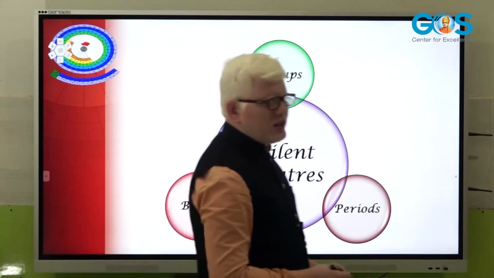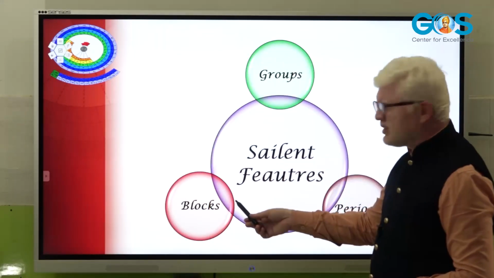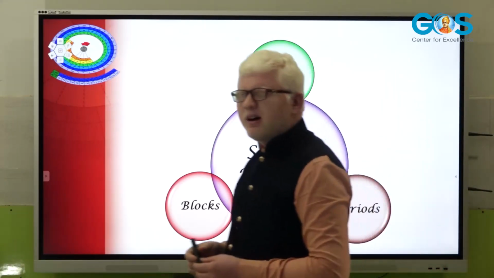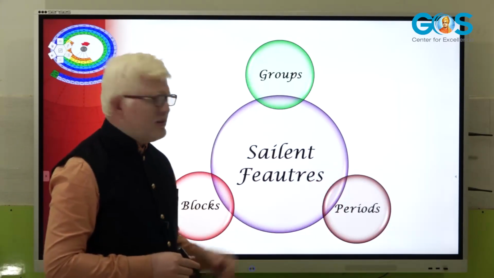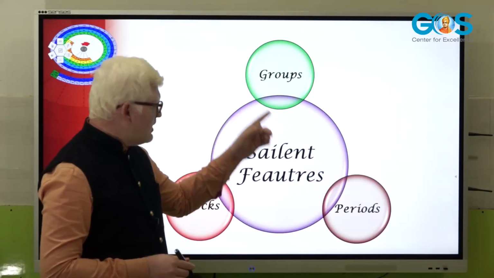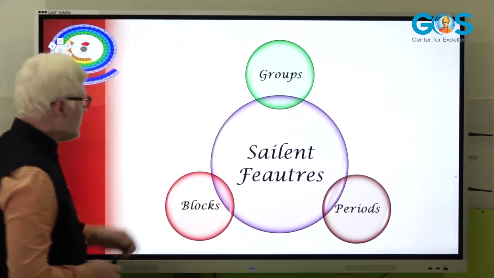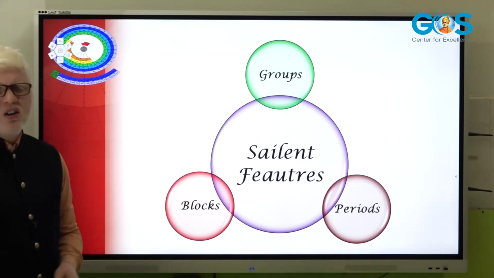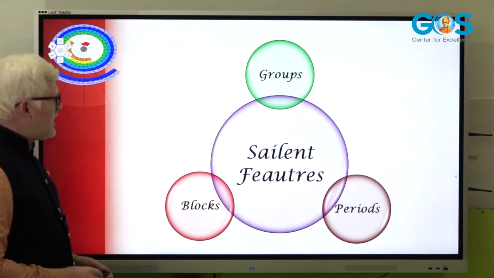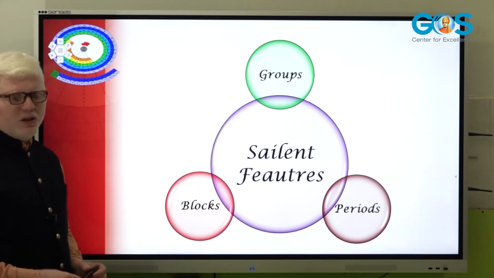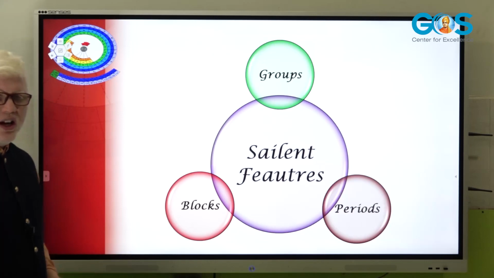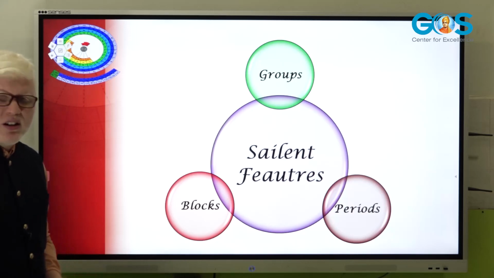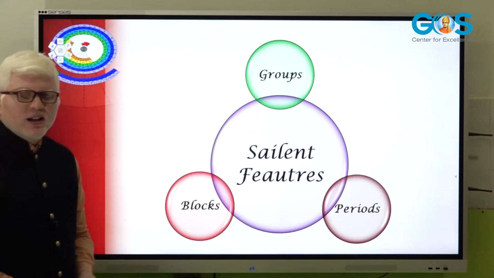Actually, in your textbook, the first one is given as blocks, the second as groups, and the third as periods. But I am going to explain in this order: first groups, second periods, and third blocks. These three are the salient features of the modern periodic table, which explain everything about the periodic table. Now, shall we enter into the first salient feature, that is, the groups of the modern periodic table? Are you ready? Yes, let us enter into it.